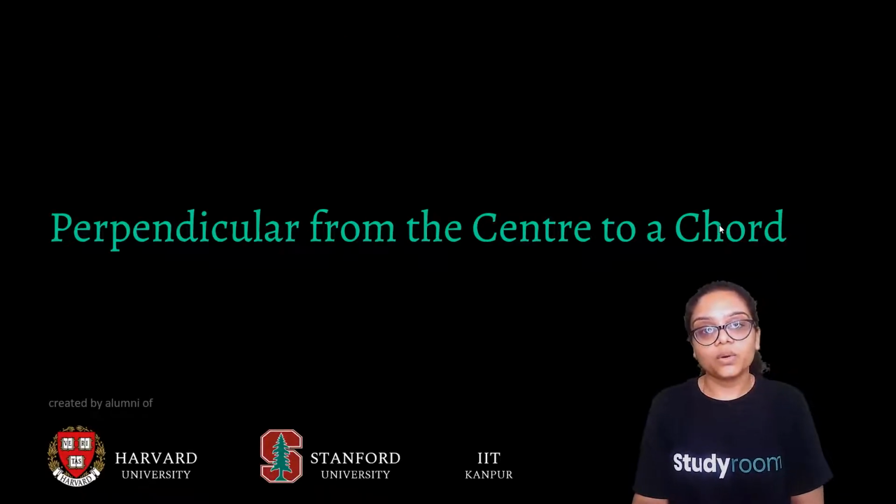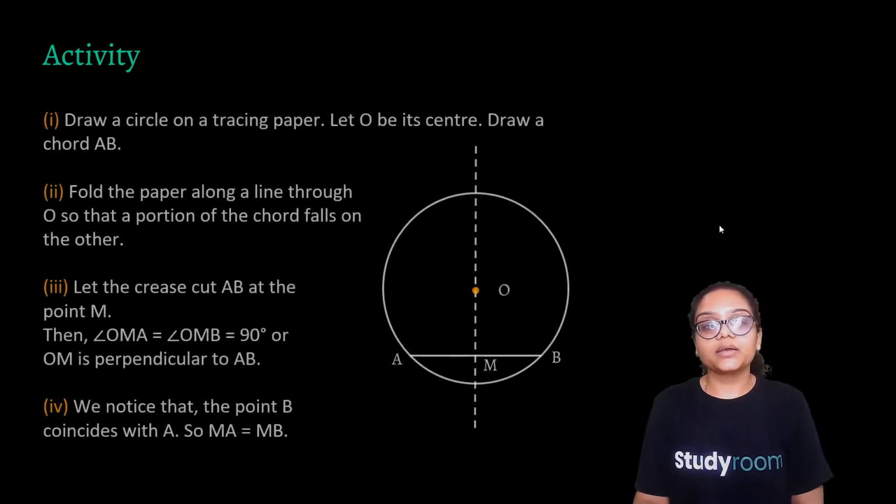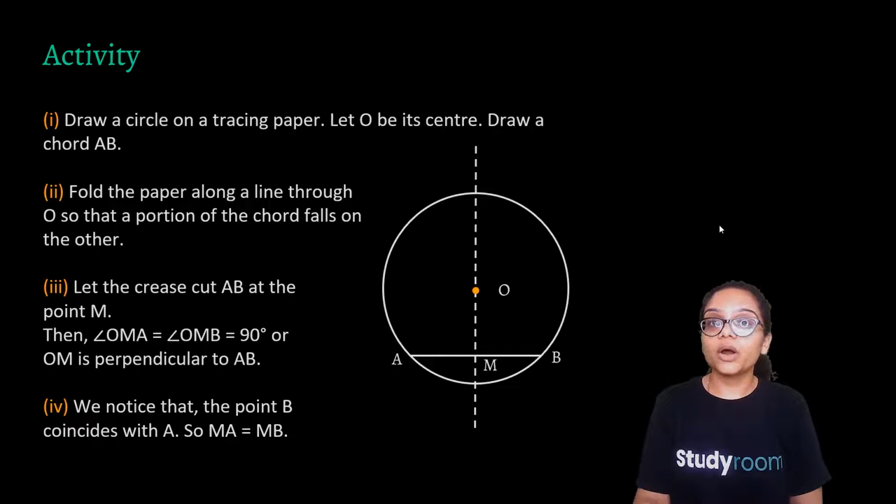Now, the third thing which we would discuss today is the perpendicular from the center to a chord. So I am again repeating what a chord is. A chord is the line segment joining two points on the circle, correct? On the circle means on the boundary of the circle. Now, draw a circle on tracing paper with center O and chord AB drawn on the circle. Fold the paper along a line through O so that the portion of the chord falls on the other. Let the crease cut AB at the point M.